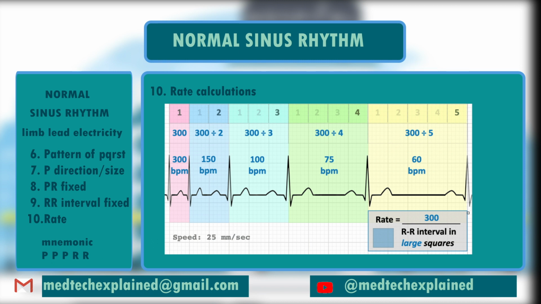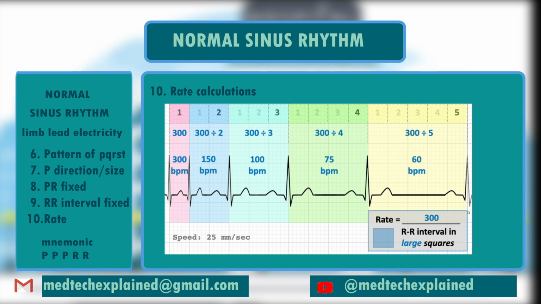So let's say there are 5 large squares between one R wave and the next. Then the heart rate is 300 divided by 5, which is a heart rate of 60. Similarly, if the number of large squares is 4 between them, then the heart rate is 75 beats per minute.